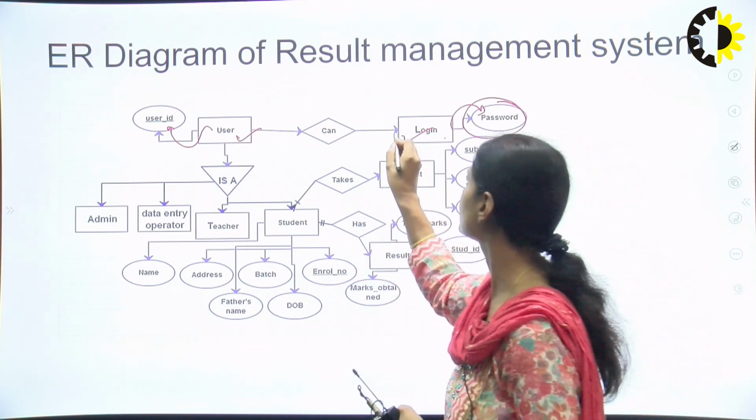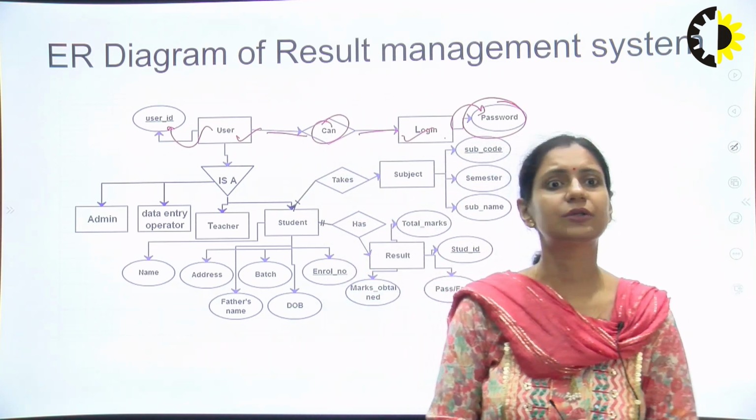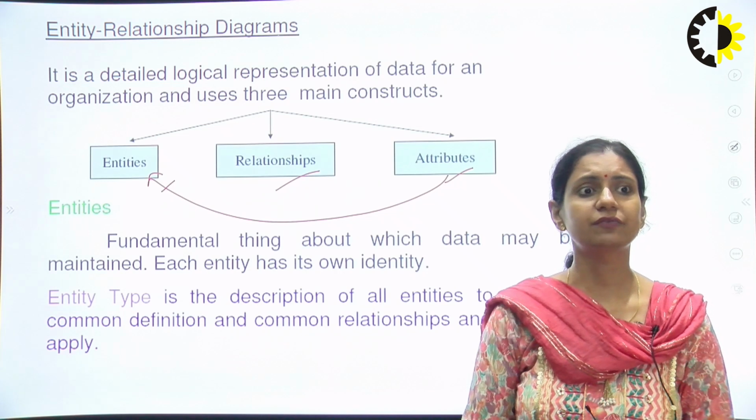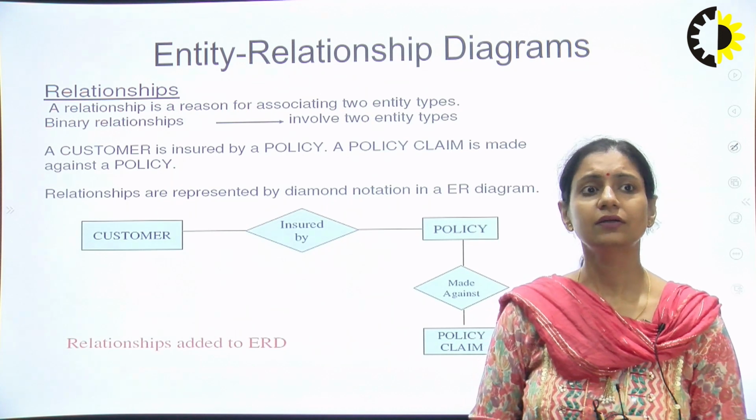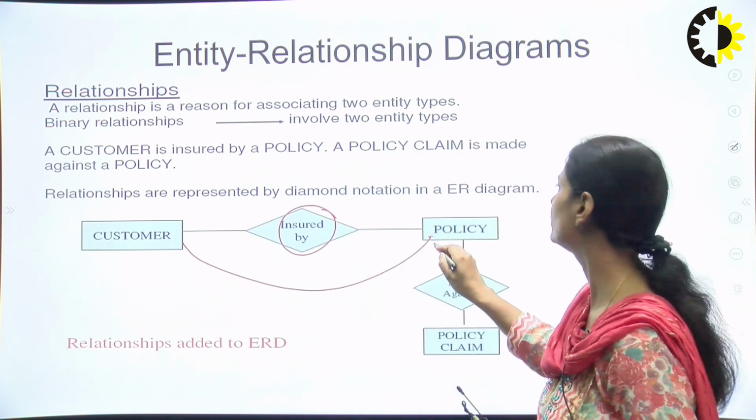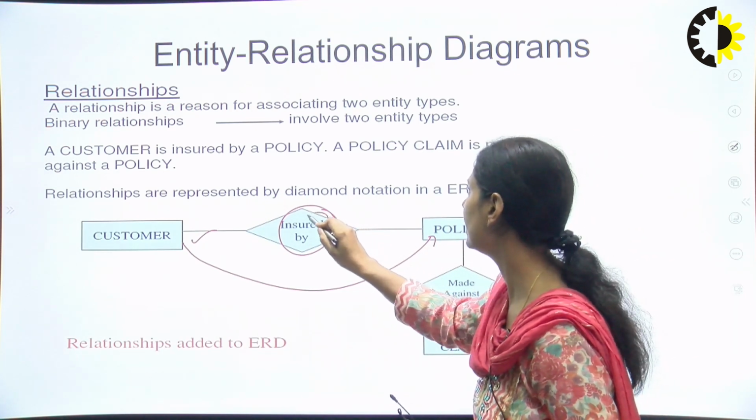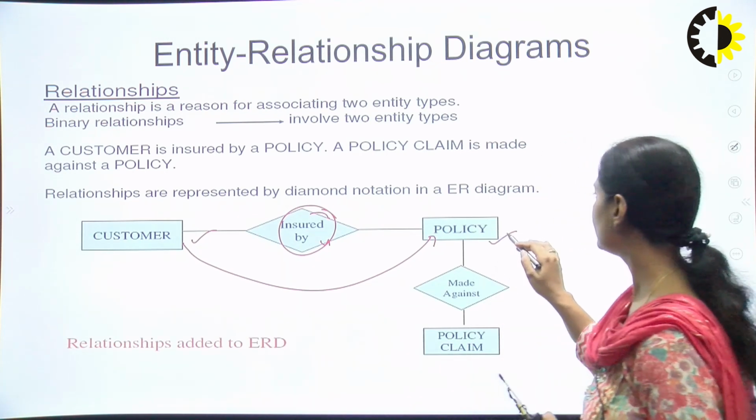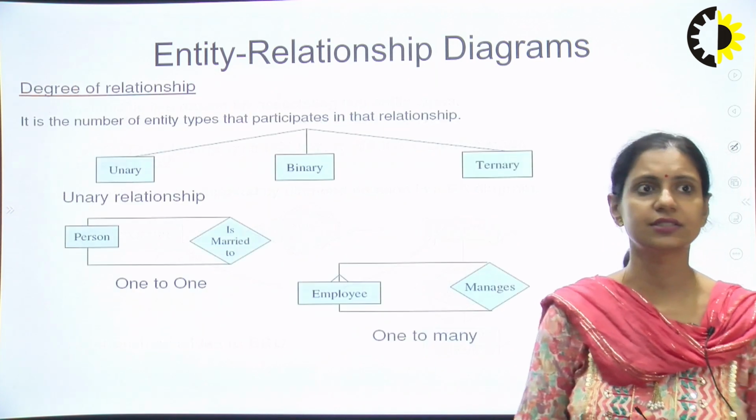And these are the relationships, these arrows are the relationships. These are the relationships that are being established between the two entities. Now, we have different types of entities, and different types of relationships between the entities. If I talk about this, this is a relationship of how a customer is connected to the policy. So, these are the two entities, the customer and the policy. These are related to each other by the insured relationship. Similarly, the policy and policy claim are related to each other by made against. So this is a relationship.